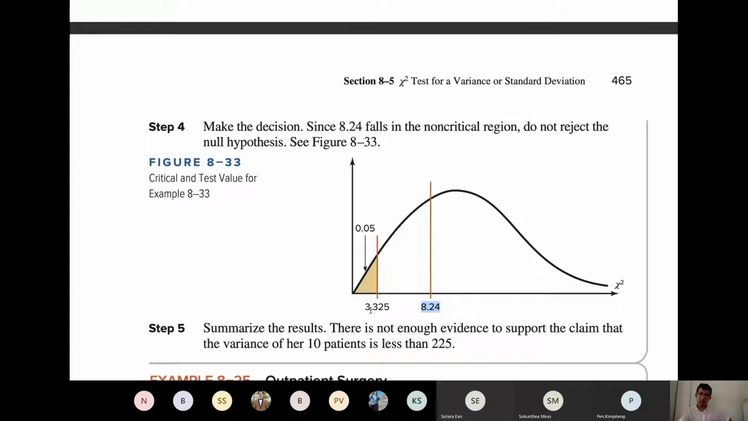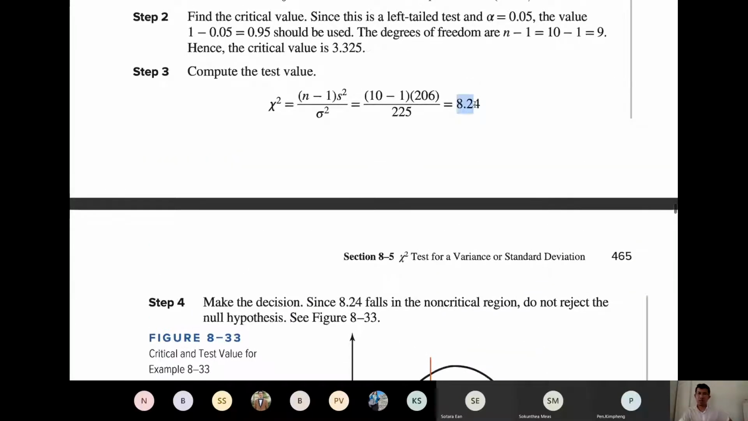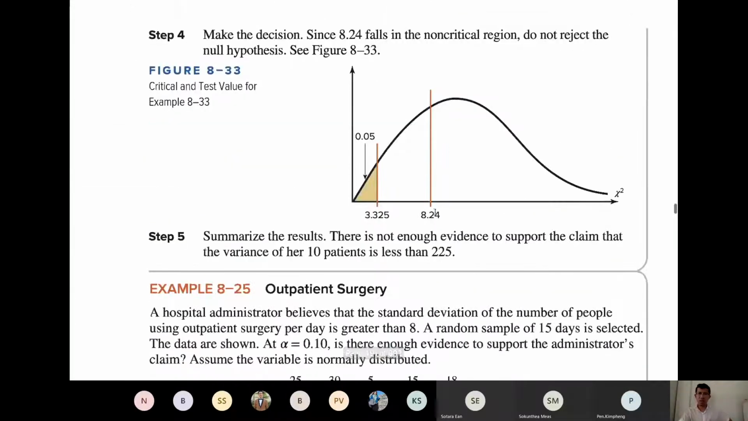If the value is less than this, you have to reject the null hypothesis. But in our case, the test value is 8.04. It is to the left of this value, which is outside the rejection region. That's why you have to come up with this conclusion: do not reject the null hypothesis.